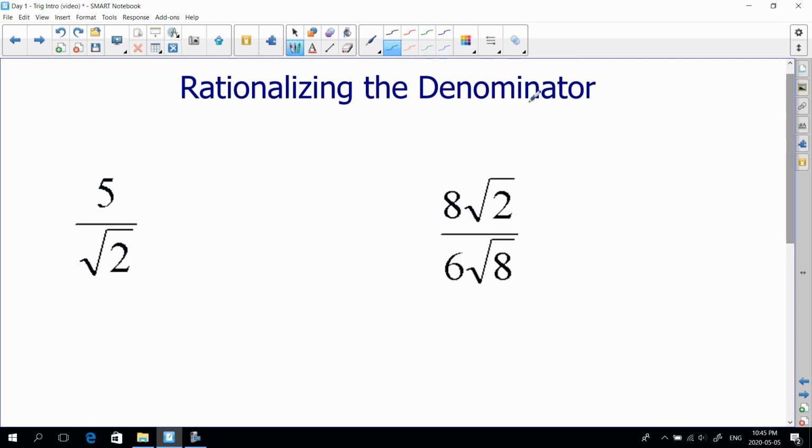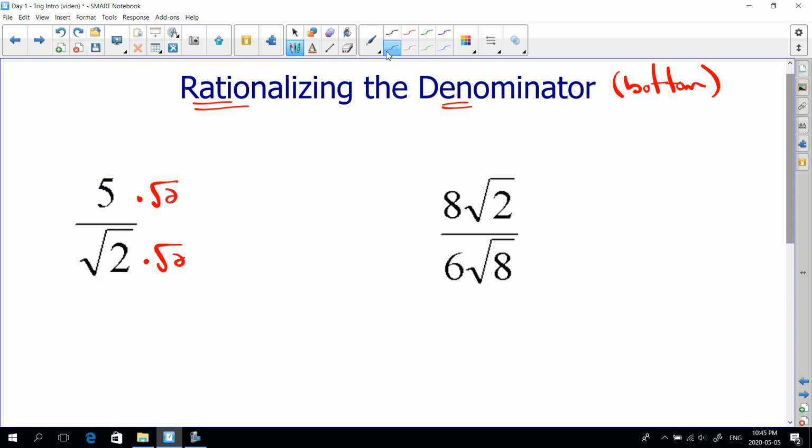All right, rationalizing the denominator. Rationalizing means we want to get rid of the radical from the denominator. Denominator is the bottom of the fraction, okay? So the bottom. So 5 over root 2. In order to rationalize, I am going to multiply the top and the bottom by the radical, okay? Whatever the radical is in the bottom.